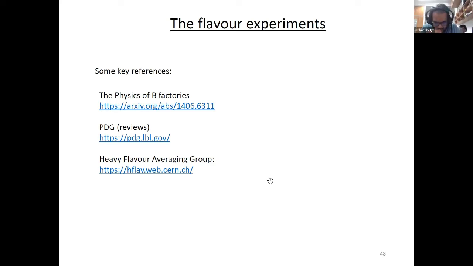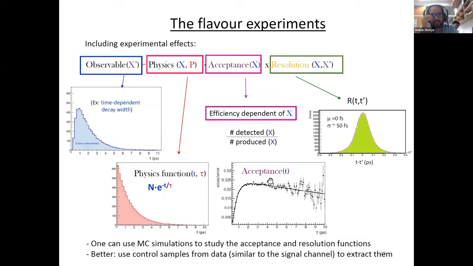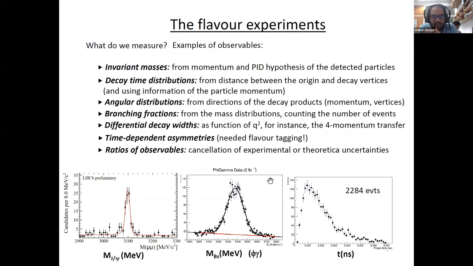Can I ask a question? Sure. I was wondering about these observables that you mentioned, especially the time-dependent asymmetry. Could you give an example of what this means? Because I really did not understand.